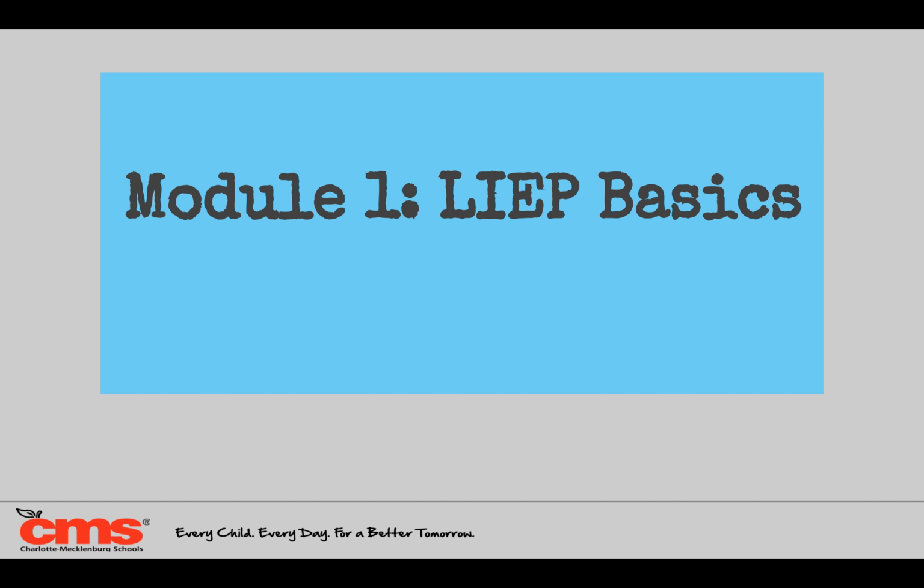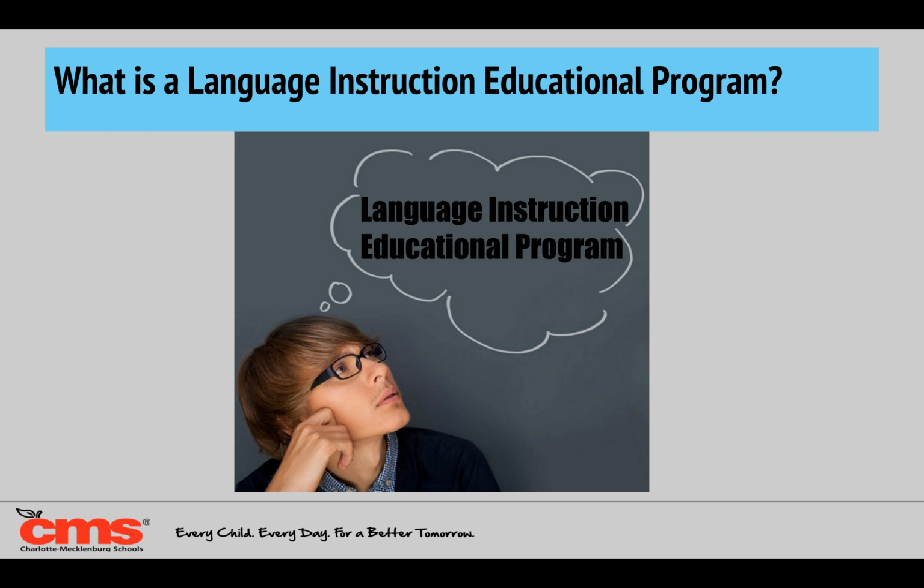We are going to briefly walk you through the fundamentals of LIEP types that have been approved by North Carolina Department of Public Instruction. What is an LIEP, Robin? So LIEP stands for Language Instruction Educational Program. An LIEP is basically the structure that your school has chosen to support the needs of English learners at your school.